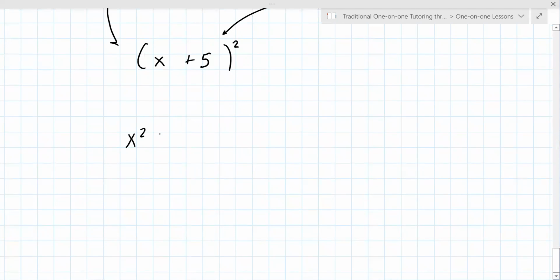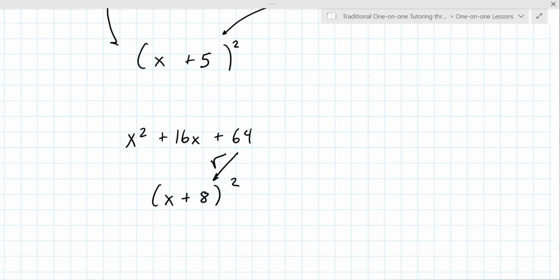So let's look at another example here. Let's go x squared plus 16x plus 64. What is the square root of 64? 8. So that becomes x plus 8 squared. See how the square root of that goes in the parentheses there? Yeah, here I'm writing it down. Yeah, got it.